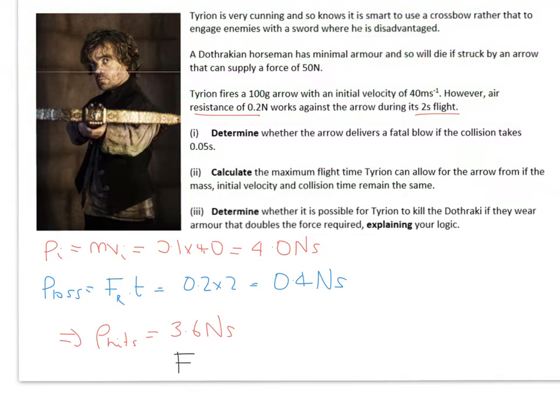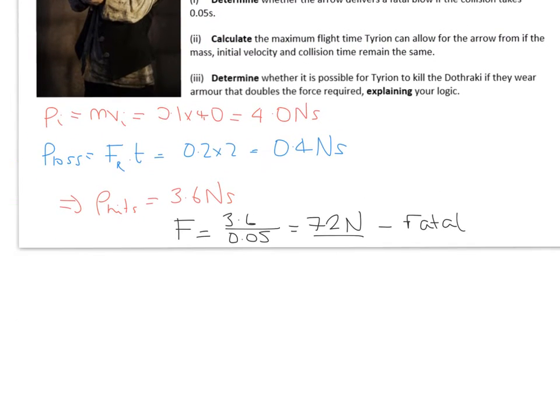So then the force is going to be the change of momentum. When it strikes the person, it's going to become stationary. So it's going to change from 3.6 momentum to 0, and it's going to do it during 0.05 seconds. That's what it says in the question. That's the collision time. And so what we get if we do that is an answer of 72 newtons, which is greater than the 50 for a fatal hit. So that's part 1 there.